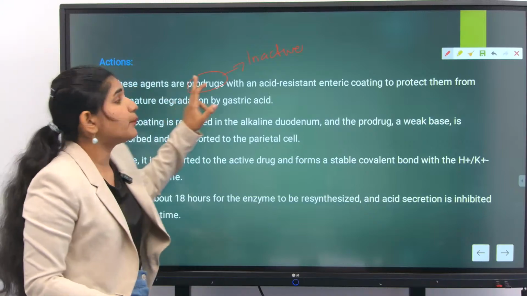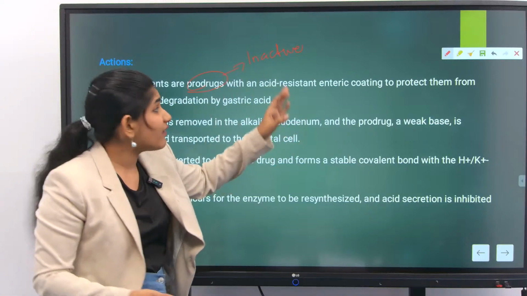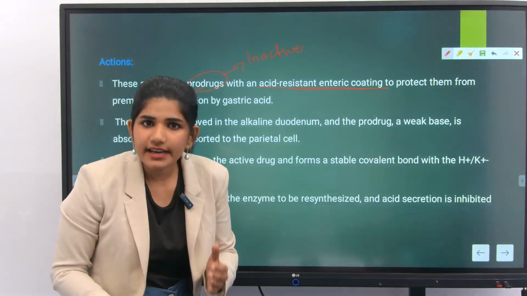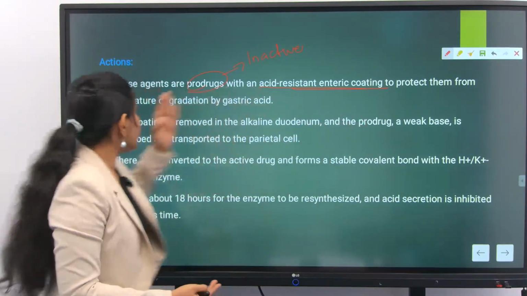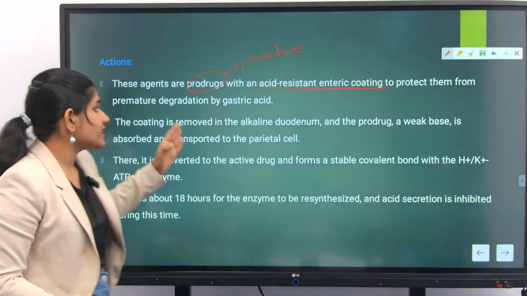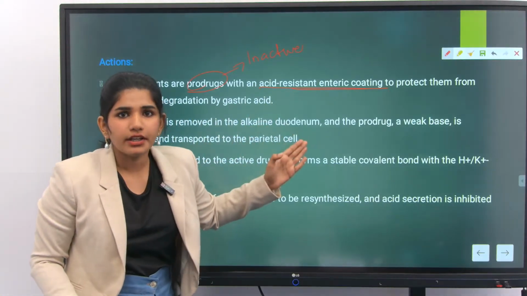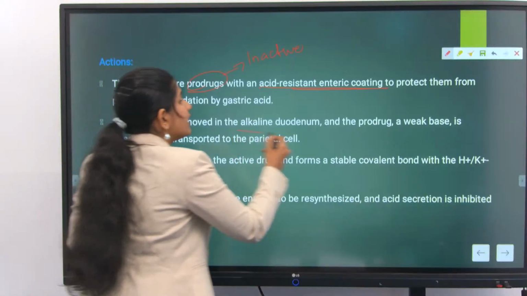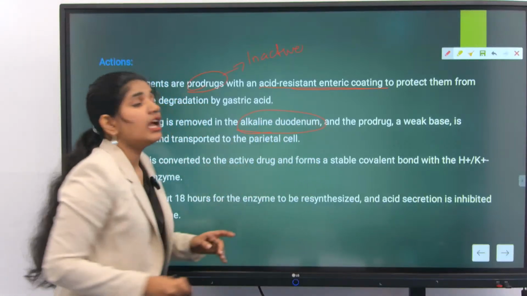So these agents are prodrugs, and they also have an acid resistant enteric coating. Why the acid resistant enteric coating? To protect them from premature degradation by the gastric acid. The coating is actually removed in the duodenum, which has an alkaline atmosphere. So the coating is removed in the alkaline duodenum.